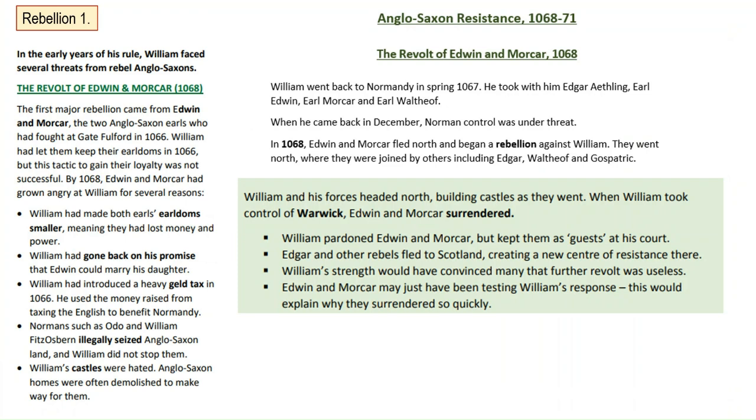Edwin and Morcar may just have been testing William's response. This would explain why they surrendered so quickly. Now, the question is, why did Edwin and Morcar decide to revolt?